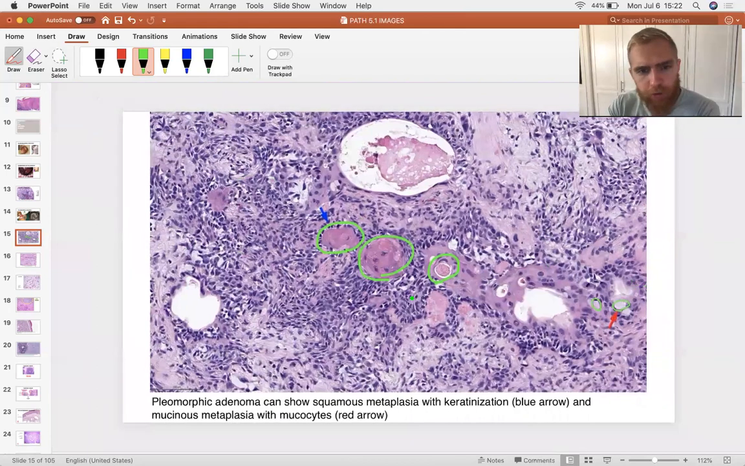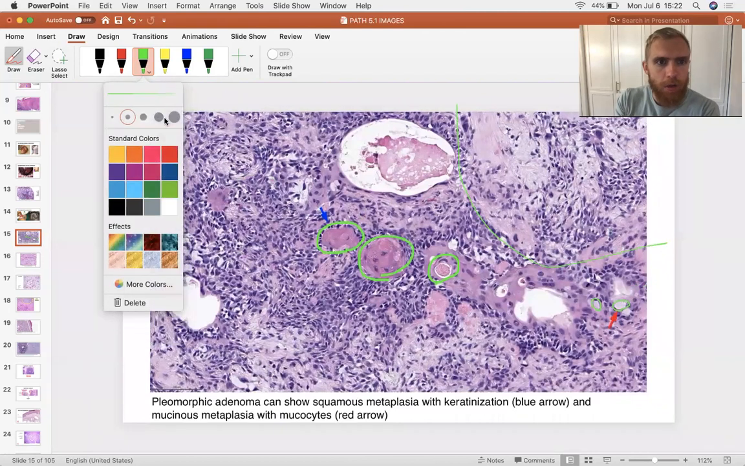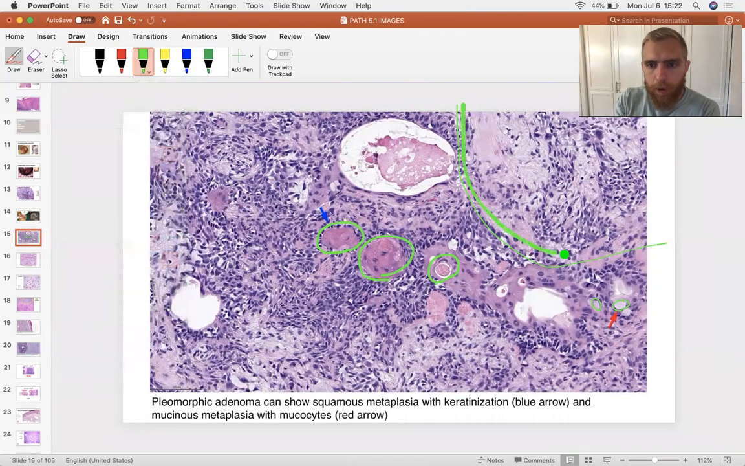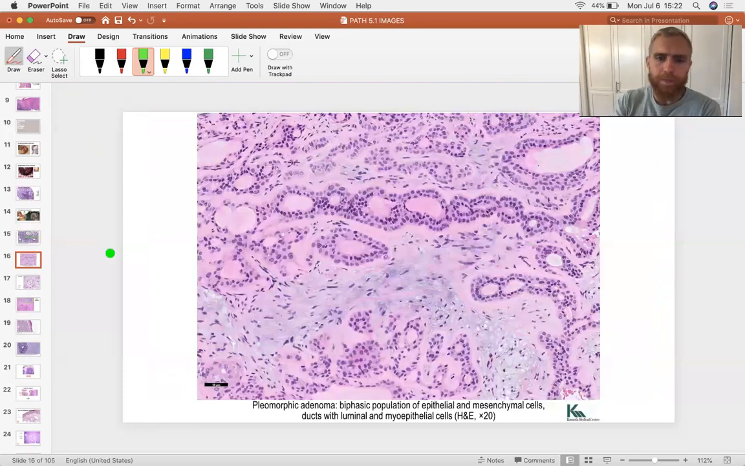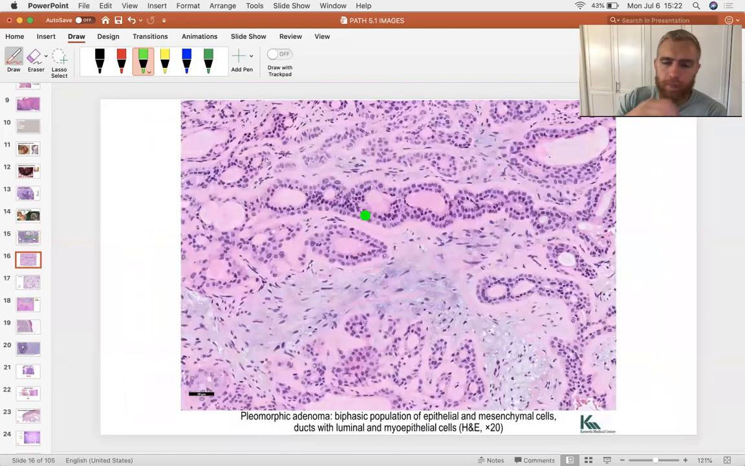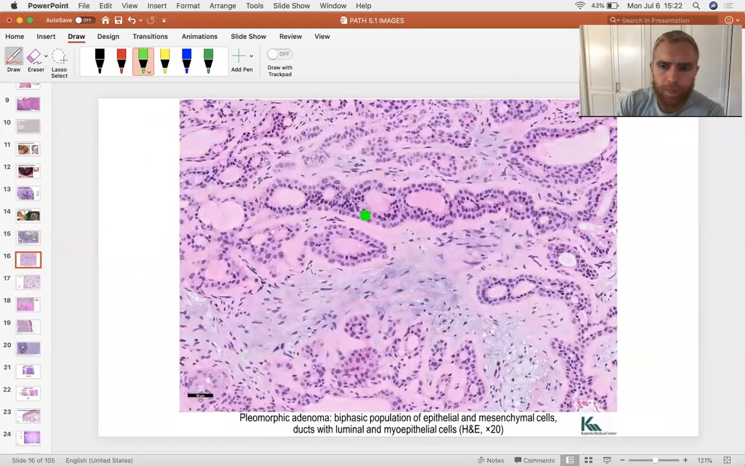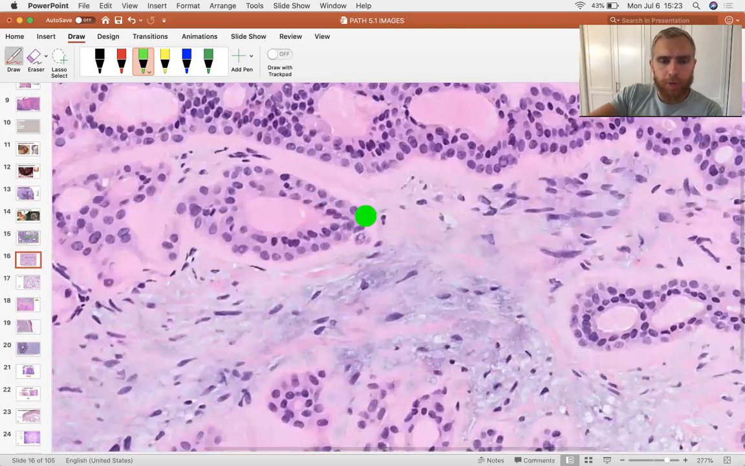So there's your mucinous component along with your epithelial component, the keratinization here. Up in the upper right corner of this slide, we're starting to see some myxoid stroma. Make that a little bit bigger. Right up here in that corner, you can tell it's highly acellular and washed out in places. We did say the pleomorphic adenoma is a mixed tumor consisting of epithelial and myoepithelial cells.